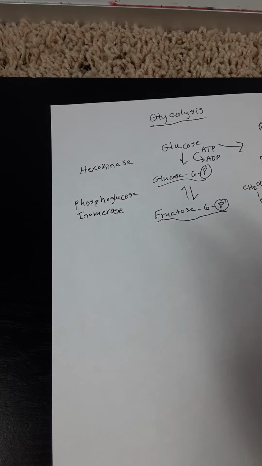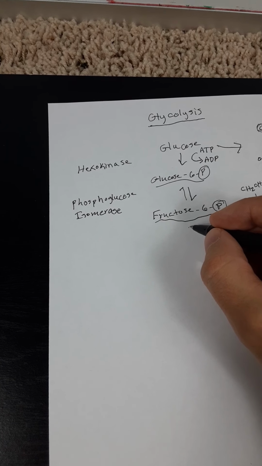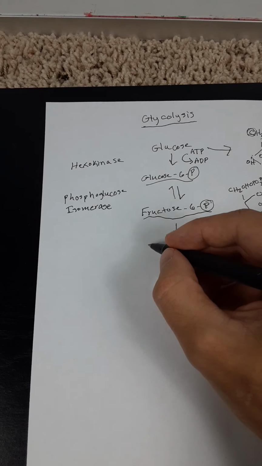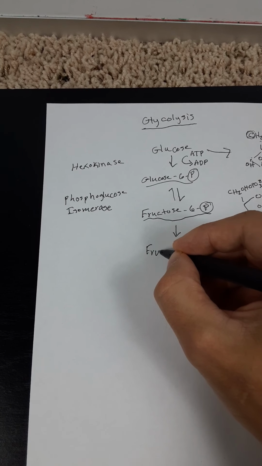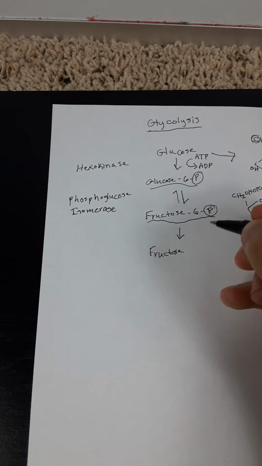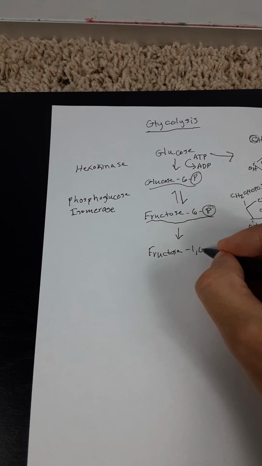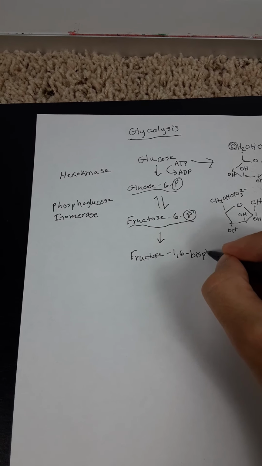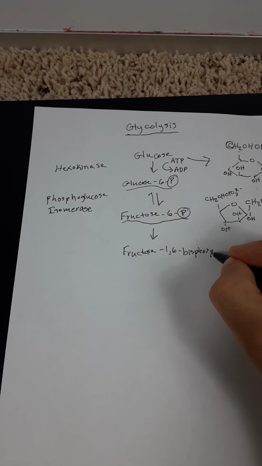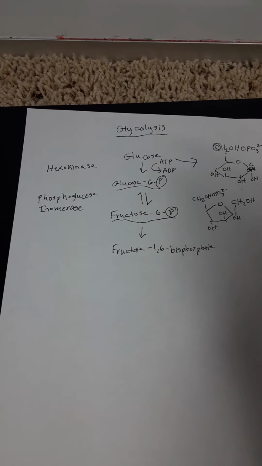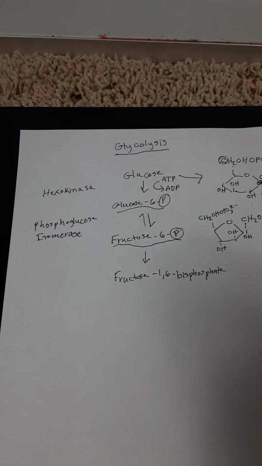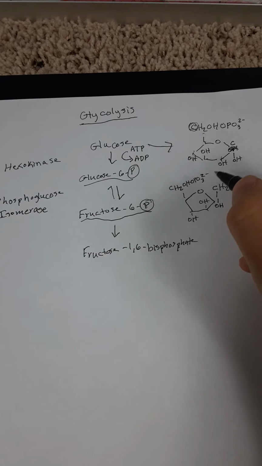This one is going to go down here. Now you'll see that this is a single line, so it can only work one way. We're going to go to fructose 1,6 bisphosphate. Some of these names can get pretty big. Bisphosphate. So this is the fructose.